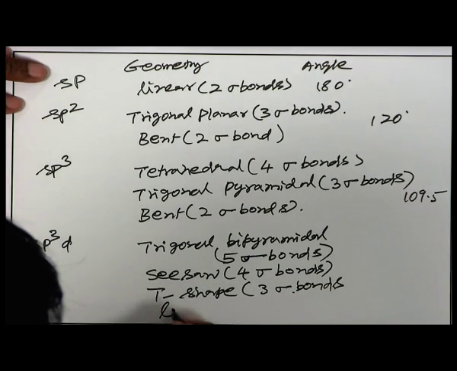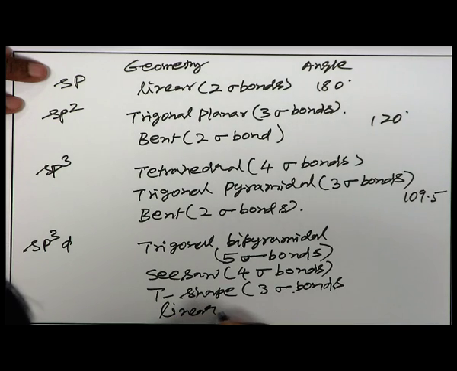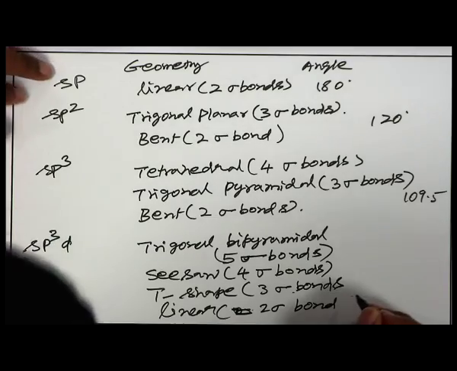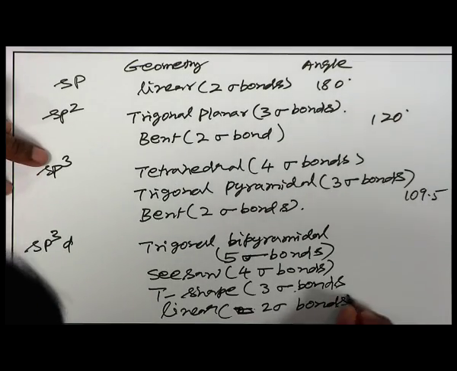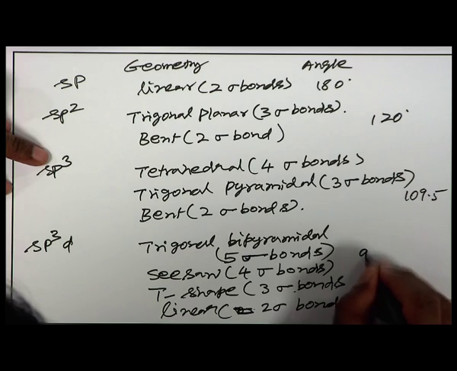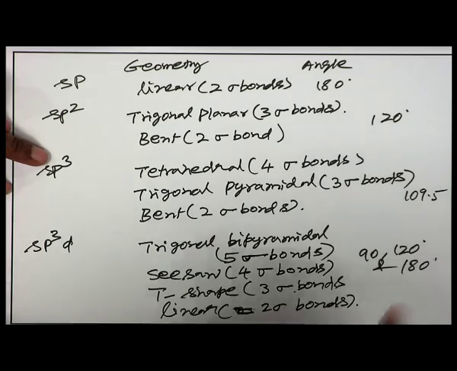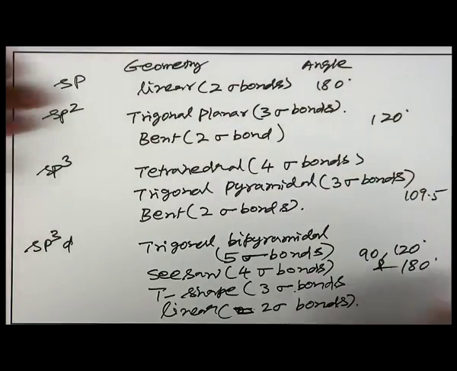It can also be linear. In that case only 2 sigma bonds are there, and the remaining orbitals are for lone pairs. The angles here are 90 degrees, 120 degrees, and 180 degrees. Thank you.